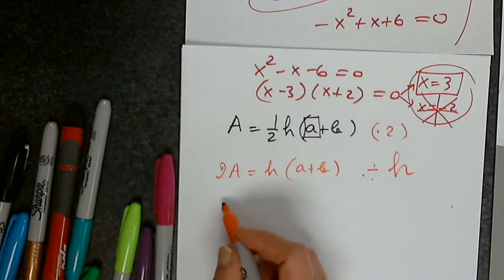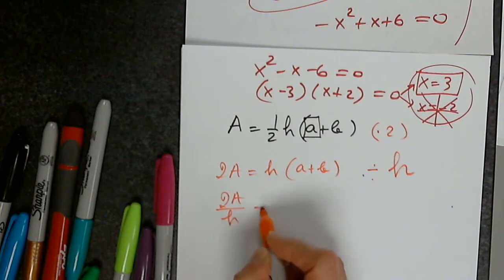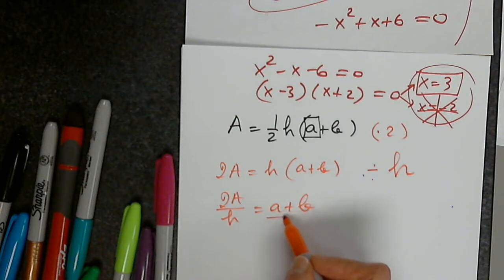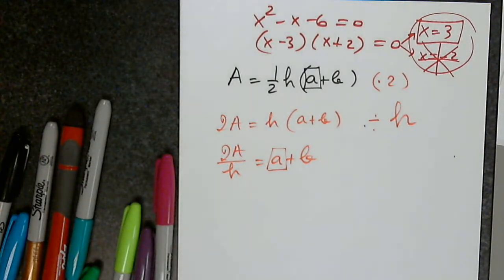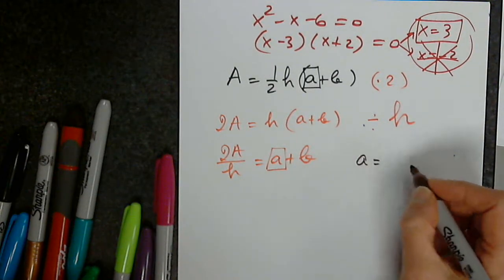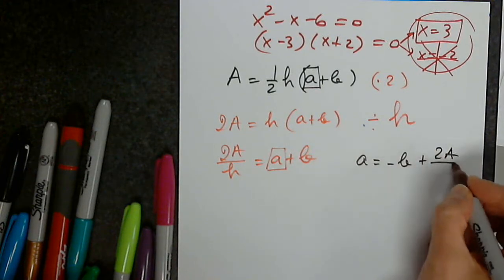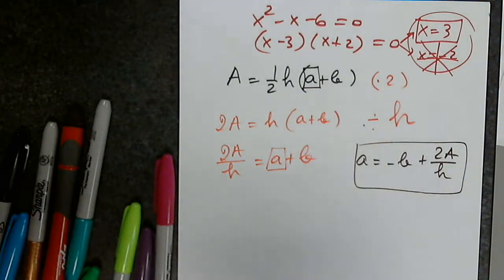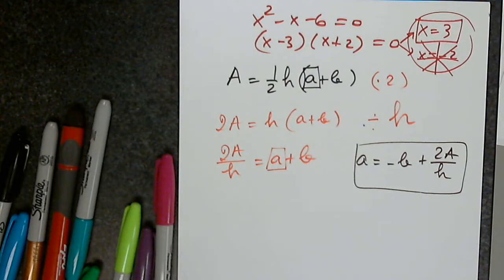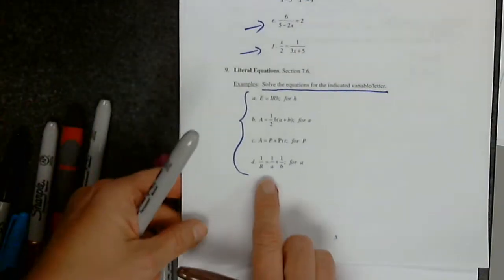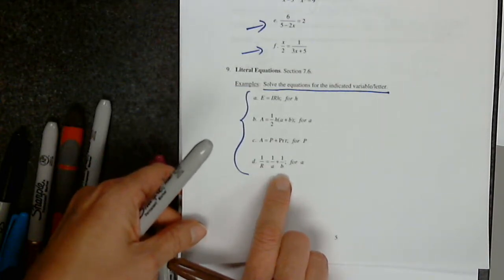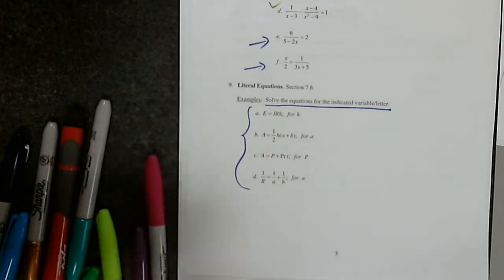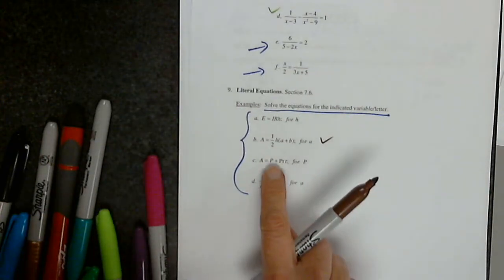Excellent. So then we have 2A over H equals A plus B. We are still solving for A. What will be the final step? That's it. So A equals negative B plus 2A over H. So I mentioned we've seen this before. The one we haven't seen before is this, because we did not know anything about rational expressions. Now we do. So all the other three, okay, let's work on this.